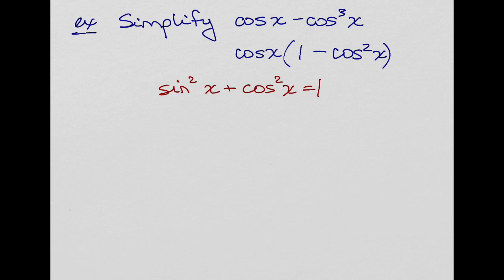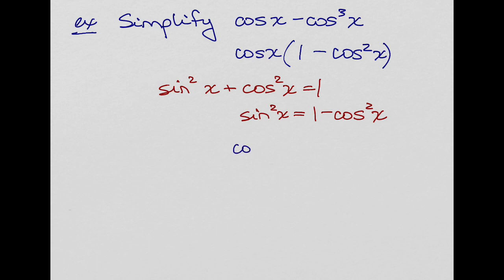Any rearrangement, algebraic manipulation of this identity still produces an identity. So if I subtract cosine squared x from both sides, I get sine squared x equals 1 minus cosine squared x. Since sine squared x and 1 minus cosine squared x are equal to each other, I can substitute.